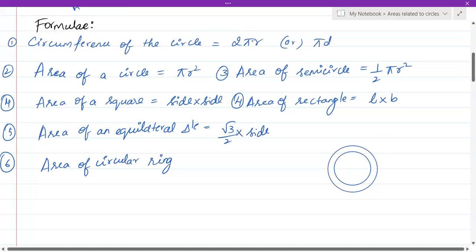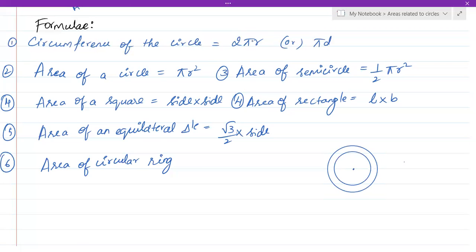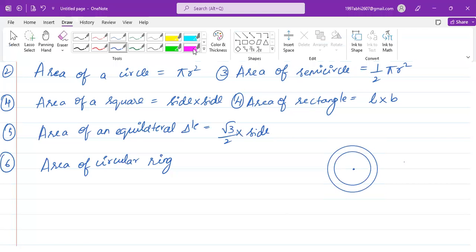Okay, it is looking like concentric circles. Yeah, now it's fine. Now we have two circles with the same center but different radii. Now between these two circles, there is a region. Let me shade it.